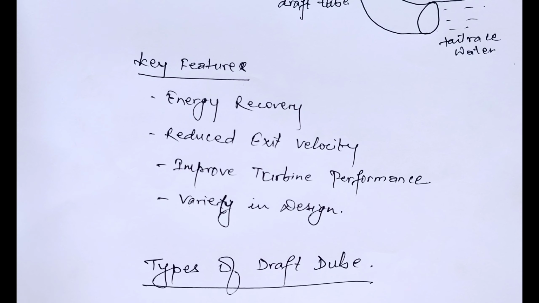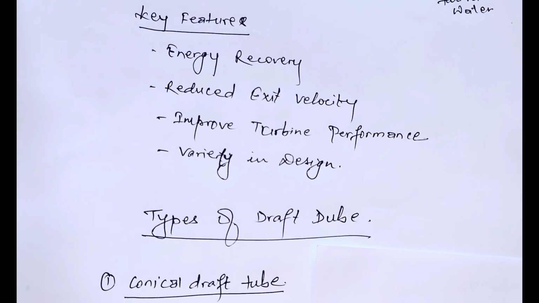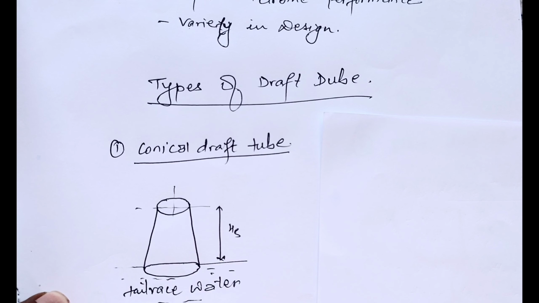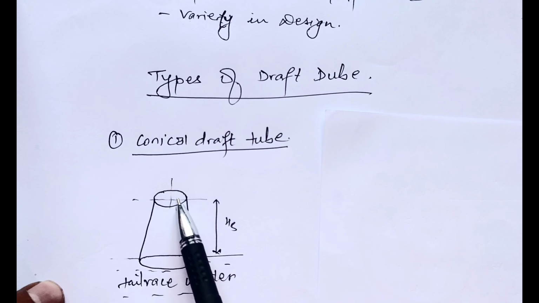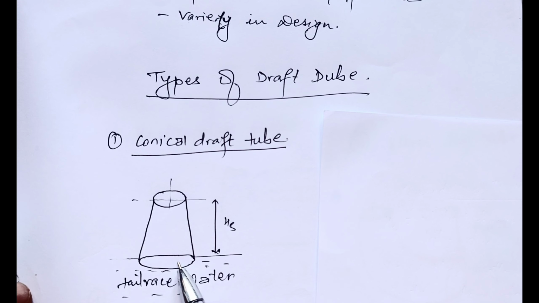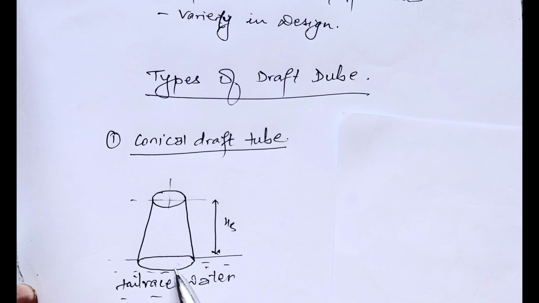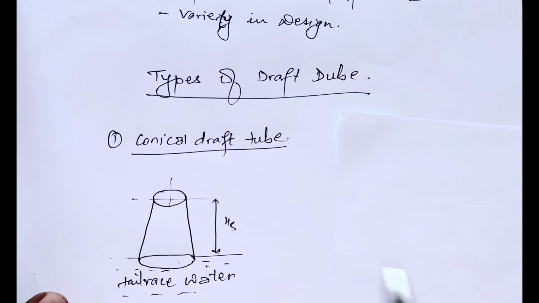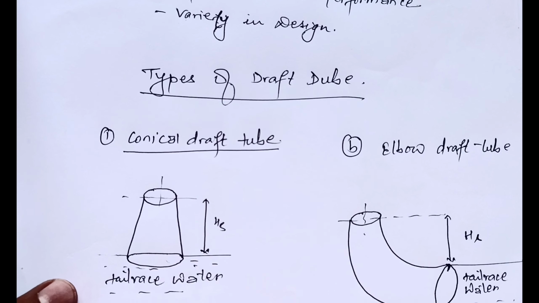Among them we have proposed some of the draft tubes. Here we have present the conical draft tube. Here this point is the inlet of the draft tube and this one is the outlet point of the draft tube, and the outlet point is inserted inside the tail water level. And the next one is elbow draft tube.